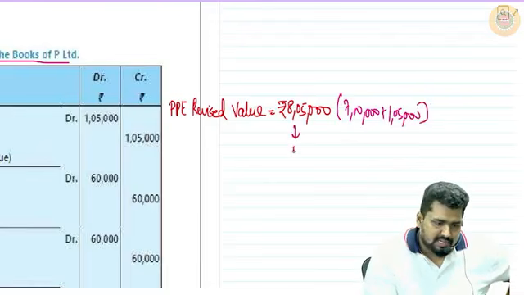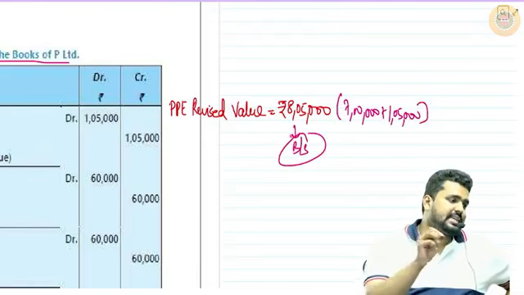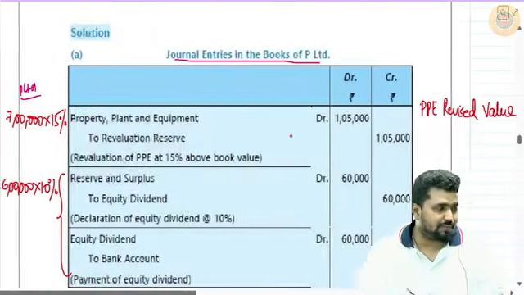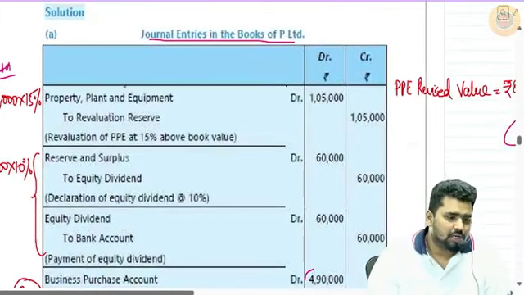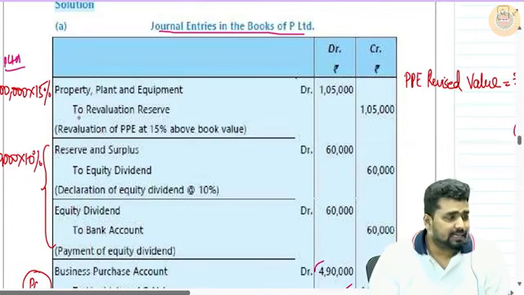But in this question, they did not ask for any balance sheet. If they ask for a balance sheet after amalgamation, it should be 8,05,000 for P Limited. Clear? With that, Q Limited should be added. Clear? So this is for revaluation.